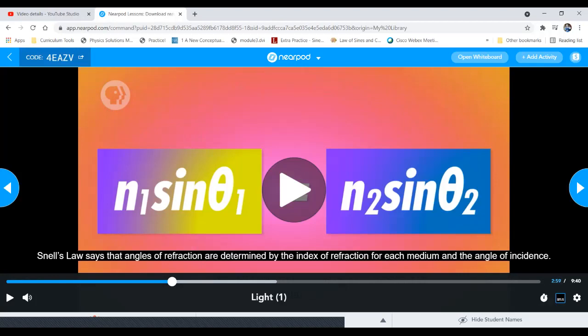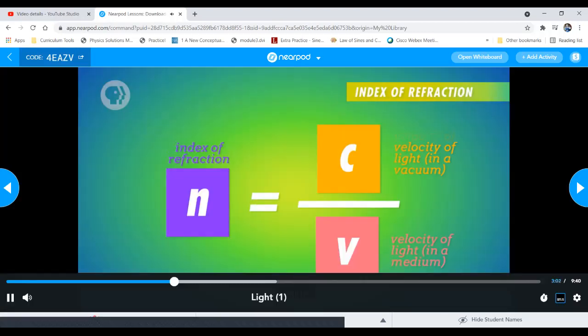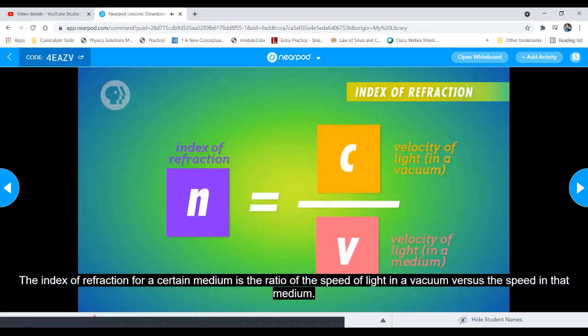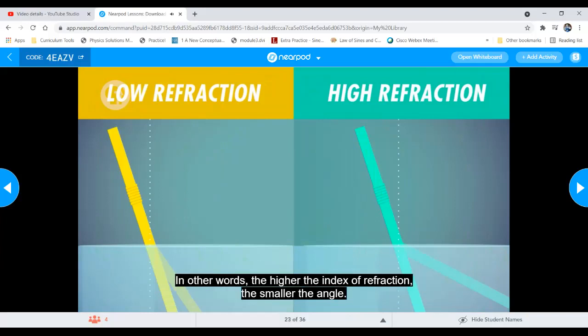So some of this goes a little more in depth than what you'll need. However, it's here in case any of our activities that you'll be doing this week refer to it. The index of refraction for a certain medium is the ratio of the speed of light in a vacuum versus the speed in that medium. And when a ray enters a medium with an increased index of refraction, the angle of refraction decreases. In other words, the higher the index of refraction, the smaller the angle.